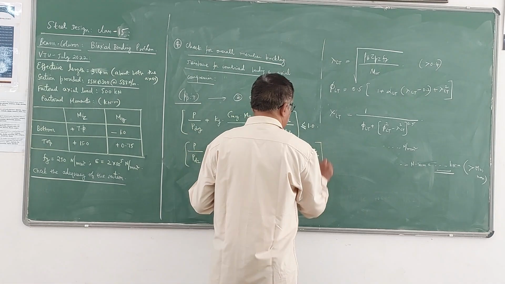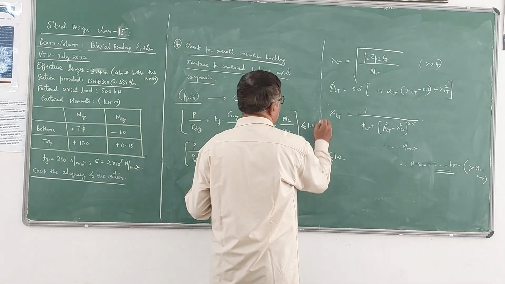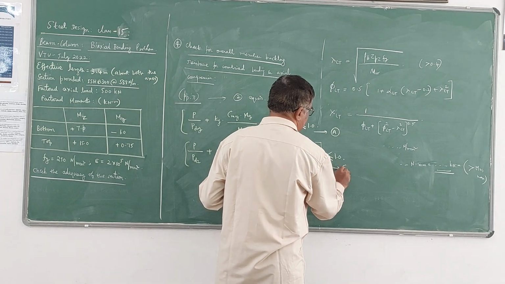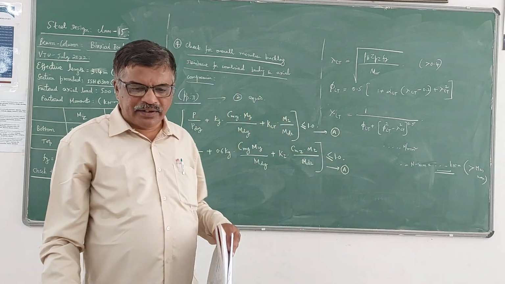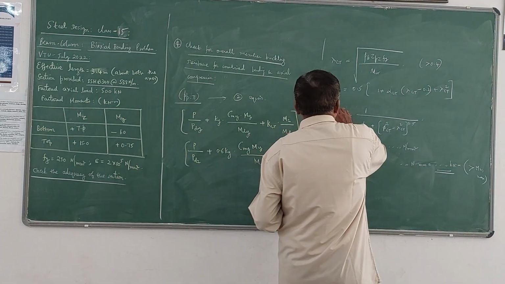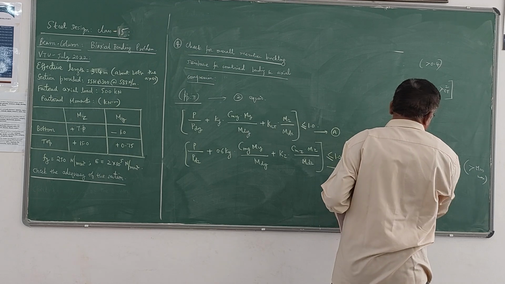This also should be less than or equal to 1. So these two, A and B, I call them. These two equations should be satisfied. Then only we say that the combined effect of compression and bending has been taken care of by the given section.